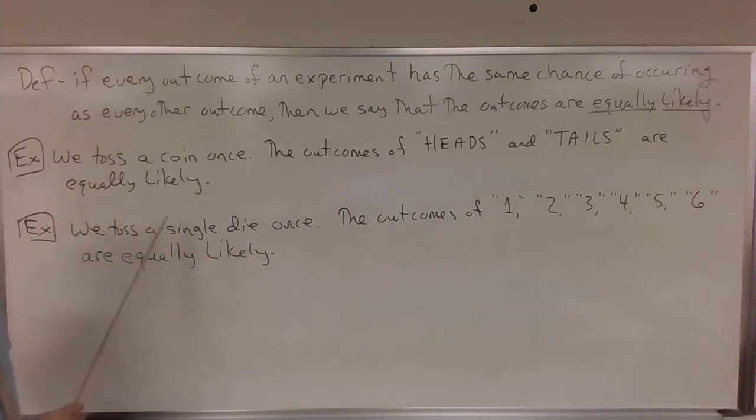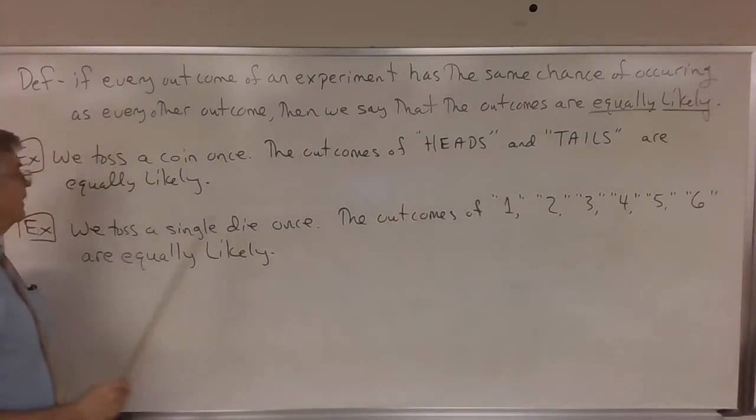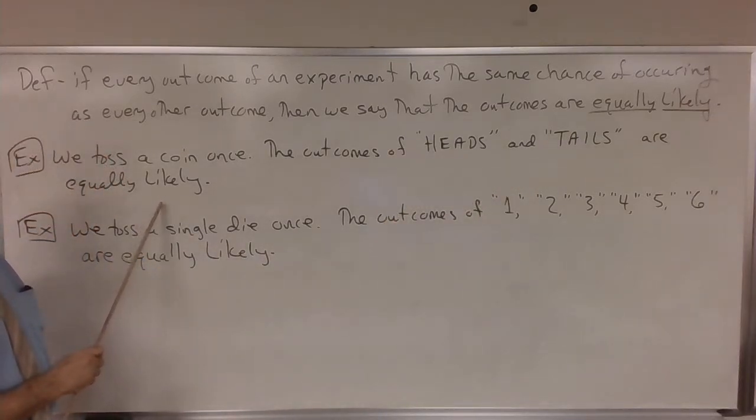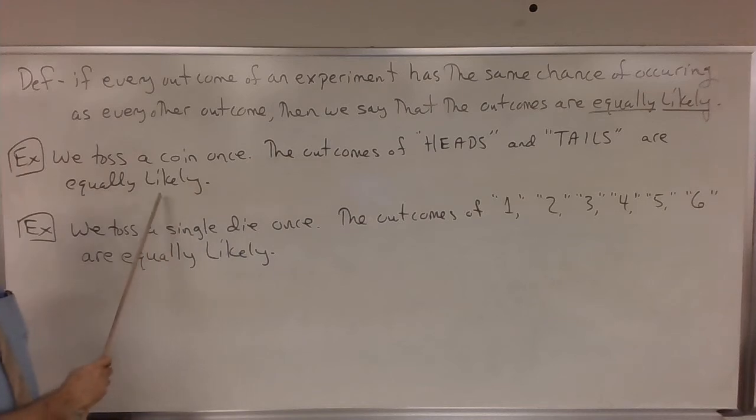Here's an example. We toss a coin once. We have two outcomes, heads and tails. And each one has the same chance of occurring. So heads and tails are called equally likely outcomes.